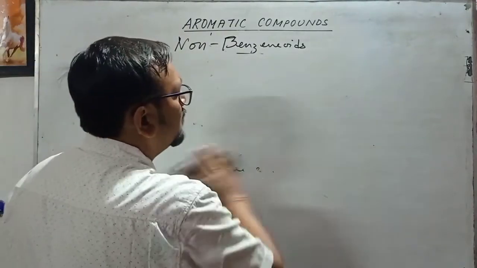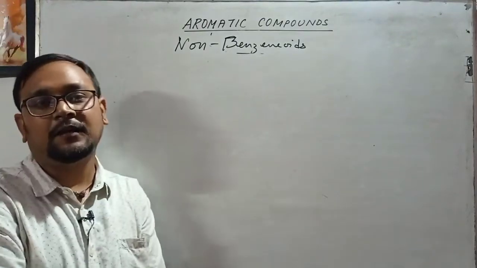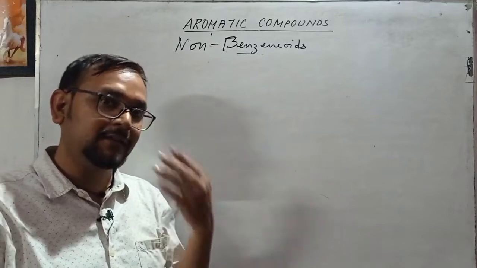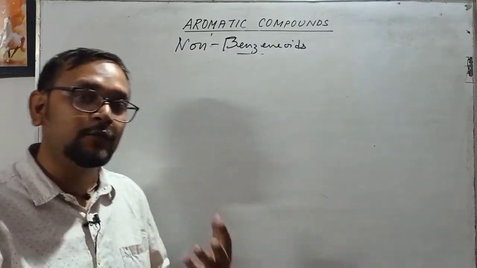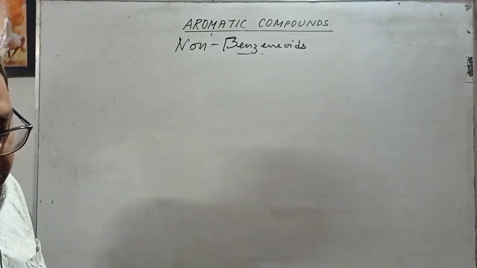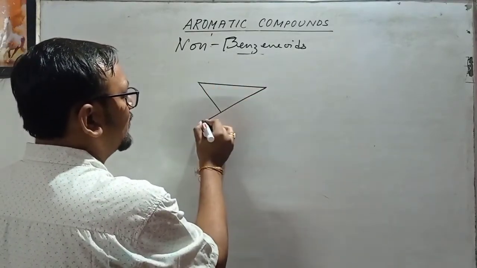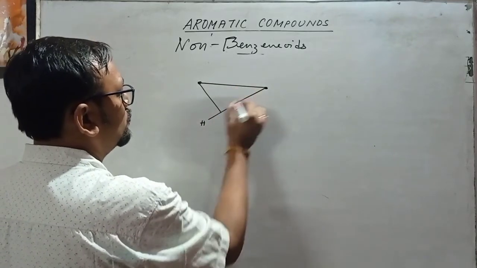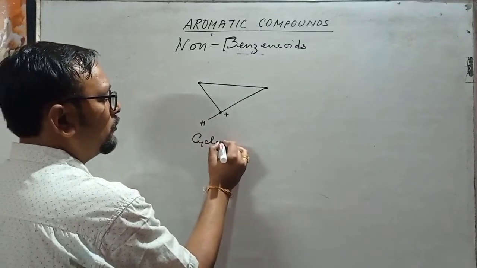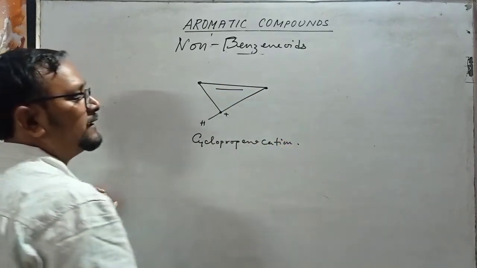Okay. Now let me take two more examples which can often be asked at the competitive level. Just to make you aware that there are certain cyclic ions which also show aromaticity. For example, the cyclopropene cation. We have the cyclopropene cation. This is known as the cyclopropene cation.